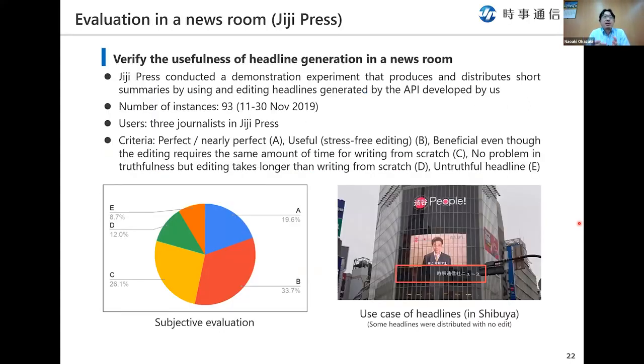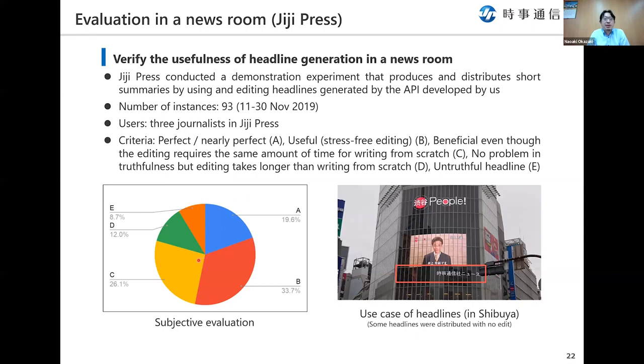After doing this experiment, we asked a news media company to verify the usefulness of headline generation in the newsroom. So we asked Jiji Press to conduct a demonstration experiment that provides and distributes short summaries by using an editing interface with headlines generated by the API developed by us. We asked them to use our headline generator, and then the news reporter wrote a headline based on our result.